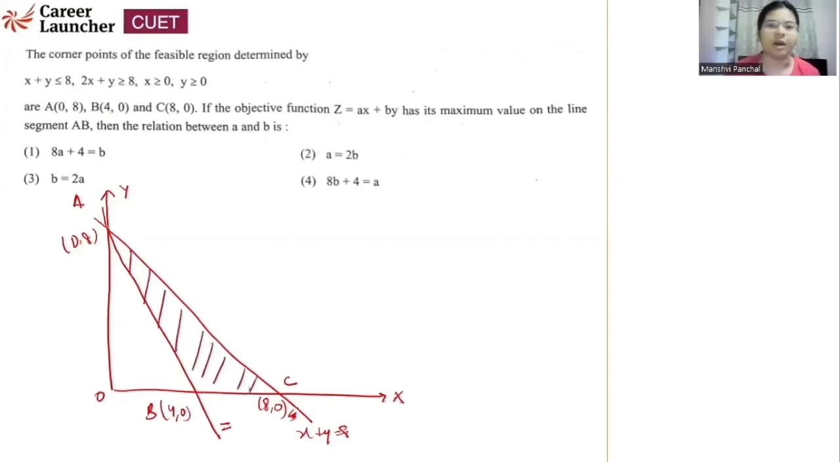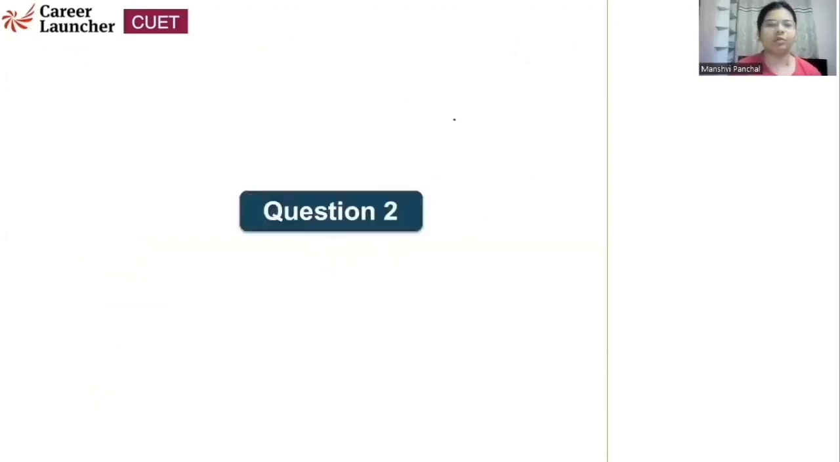Now, if the maximum occurs at both points A and B, it means that 0 into A plus 8 into B is equal to 4 into A plus 0 into B. We will put the coordinate values. So 8B is equal to 4A. It means A equals 2B. Option 2 is the correct answer for this question. Next, we have question number 2.